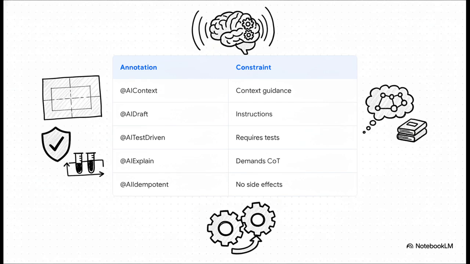@AI Test-Driven is huge. It forces a red-green refactor loop. @AI Explain actually demands mathematical or architectural chain-of-thought reasoning before the AI applies a modification. And @AI Idempotent guarantees that an operation, like a payment charge, remains completely safe to retry without compounding side effects.